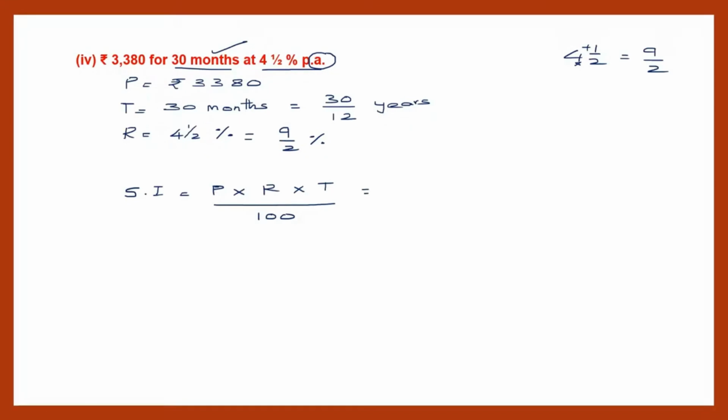Let's substitute the values for P, R and T. So principal is 3,380. Rate of interest is 9 by 2. So let's write this down. 9 by 2 into time is 30 by 12 years. So that is 30 by 12. So this is into, and the whole thing you're dividing it by 100. So we have 100 here. So now we have this here.